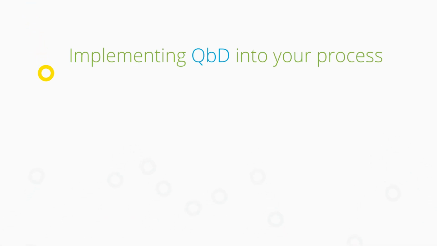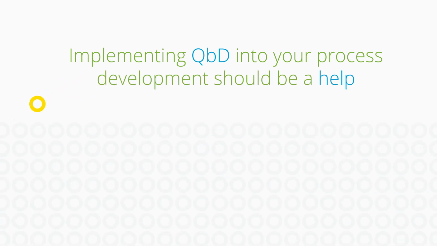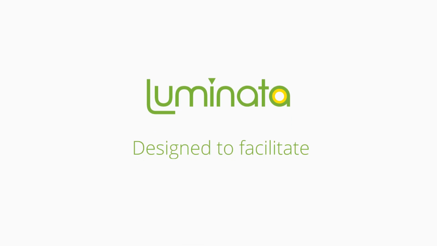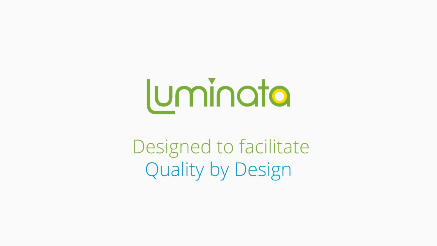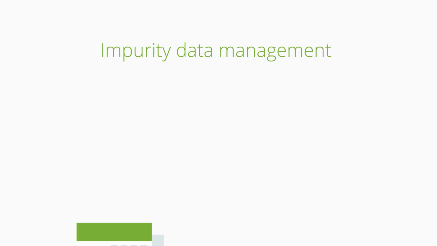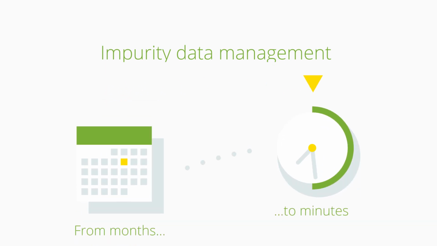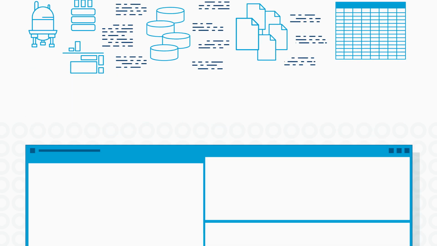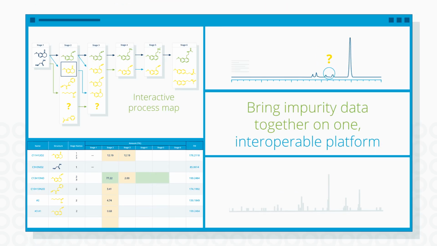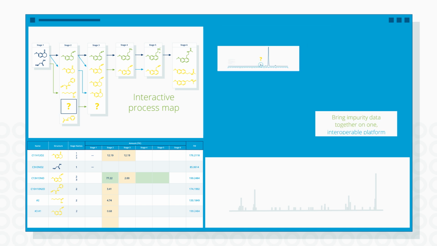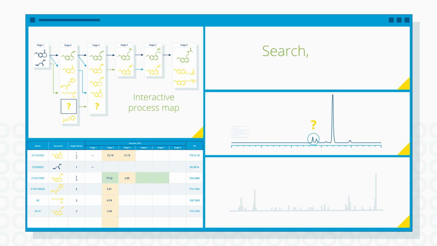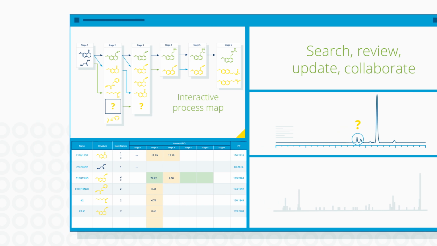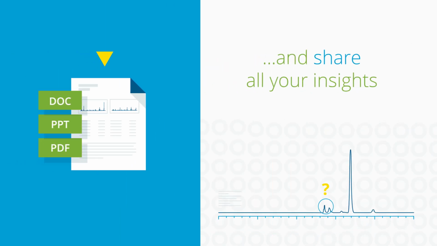At ACDLabs, we believe that implementing quality by design into your process should be a help, not a hindrance. Luminata is an informatics system designed to facilitate quality by design adherence and cut your time spent on impurity data from months to minutes. Replace tedious transcription with an intuitive system that brings all your impurity data together on one interoperable platform. From there, you can search, review, update, collaborate, and share all your insights.